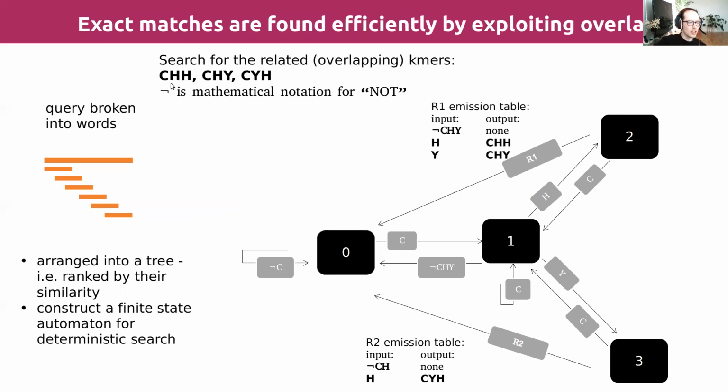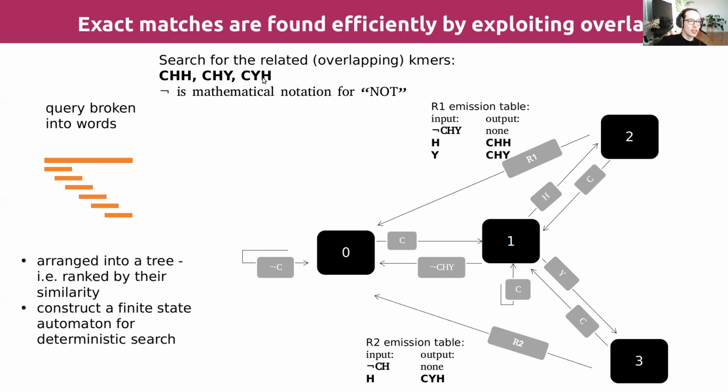Basically the idea behind it is, let's say we're scanning our sequence and we run into the base C in our database sequence. And we know that we're interested in these 3-mers, CHH, CHY, and CYH, and that a hit for any one of these would be of interest to us. So rather than searching the database 3 times for each of these, we could instead take note of the fact that they all share a C in the beginning. And then anytime we encounter a C, we are 1/3 of the way to potentially discovering one of these 3-mers.